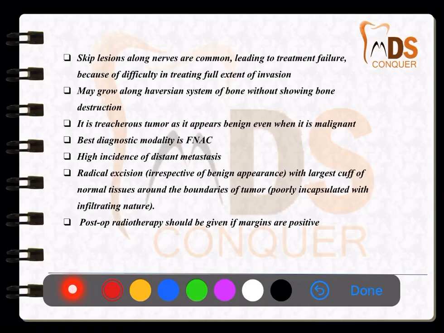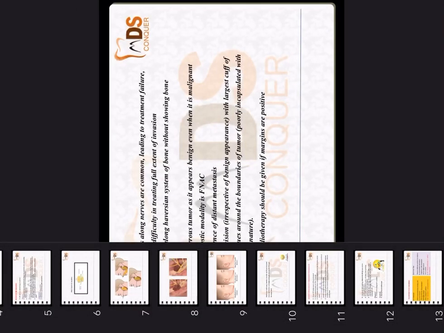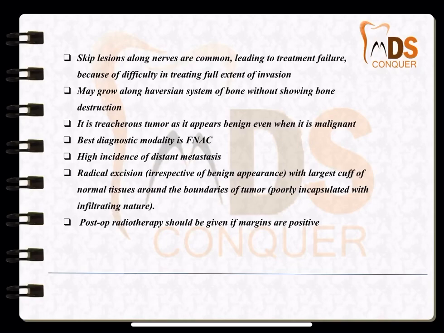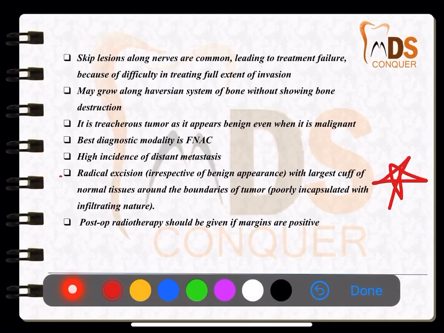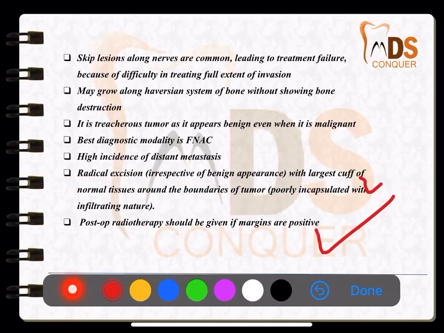Along with the normal tissue surrounding it, the entire gland which is affected has to be removed. So a very important treatment modality you have to remember. Radical resection is very important, and post-op radiotherapy should also be given if the margins are positive.